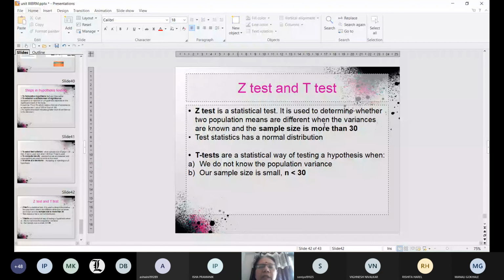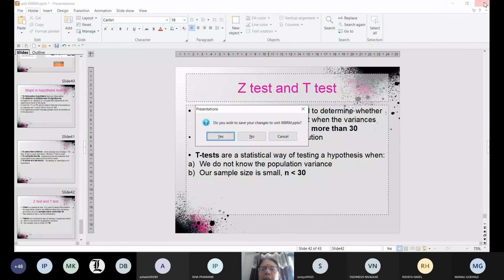A little more about the Z and T tests. As I said earlier, both of them are statistical tests, and both are used for hypothesis testing. But the Z test is used when sample size is more than 30 and the T test is used when sample size is less than 30. With this slide, we have completed unit number 3.